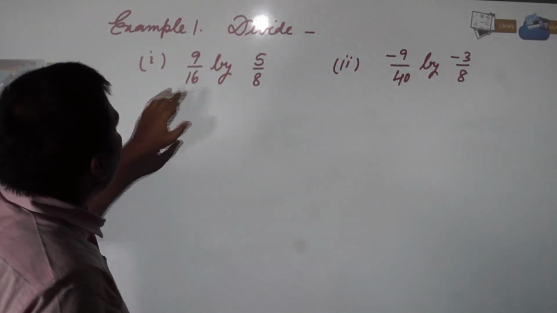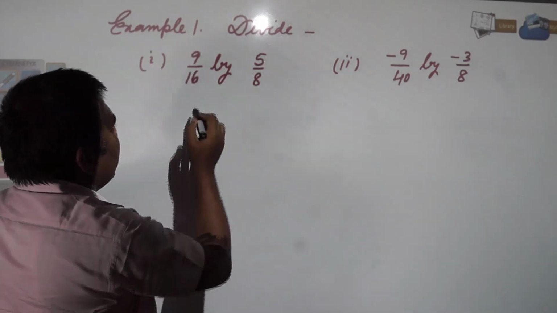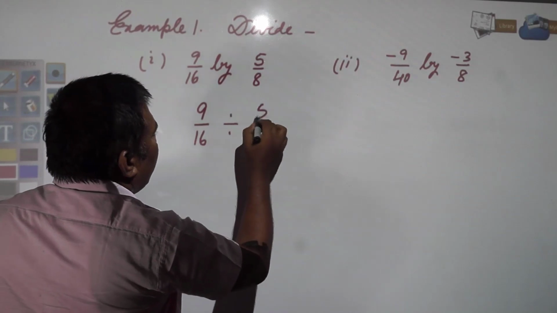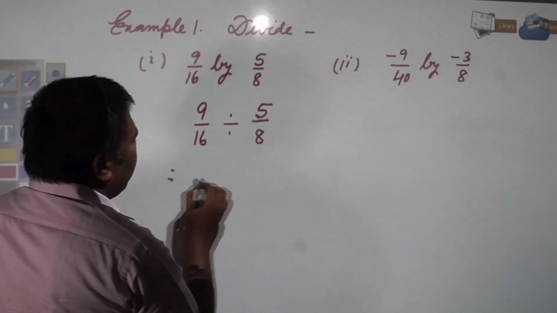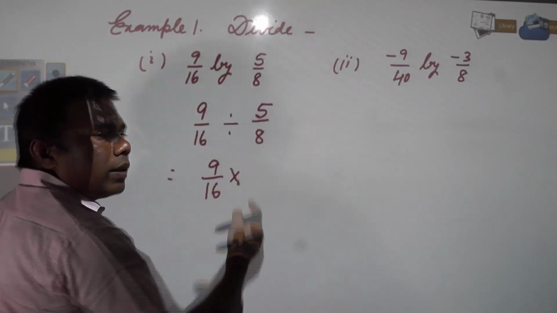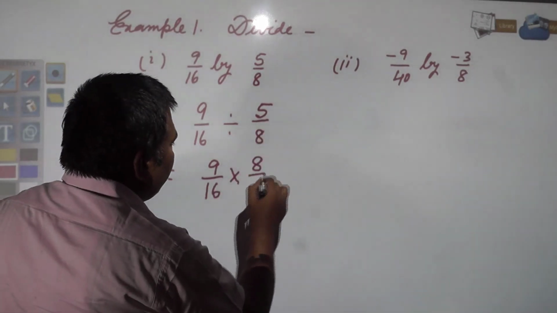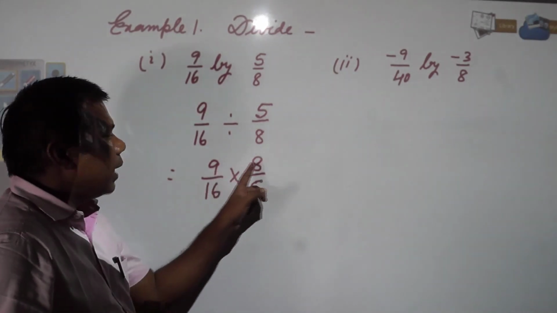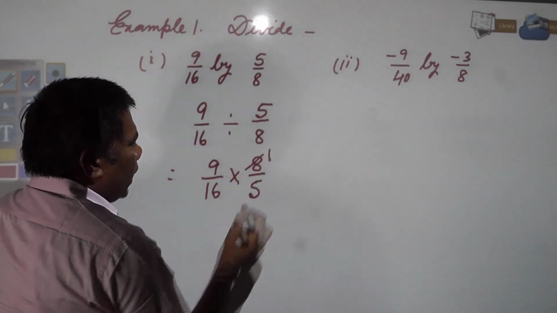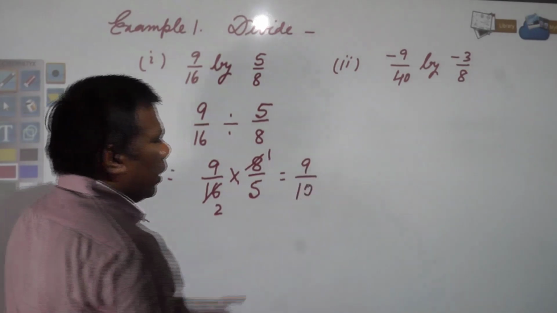an example. You see, 9 by 16 needs to be divided by 5 by 8. So 9 by 16 divided by 5 by 8, what will it be? 9 by 16 into the multiplicative inverse, or reciprocal, of 5 by 8, which will be 8 by 5. Again, I will simply multiply and write, or you can simplify. 8 1 is 8, 8 2 is 16. So it can be written as 9 by 10.